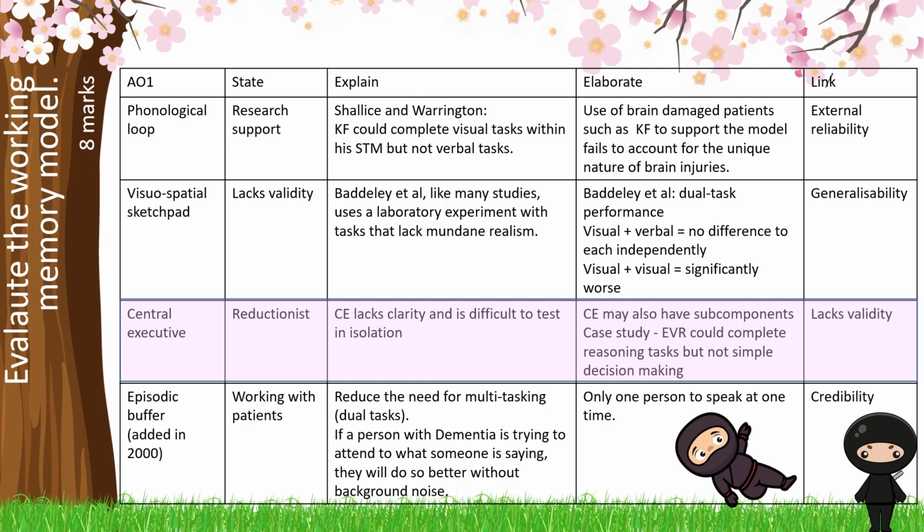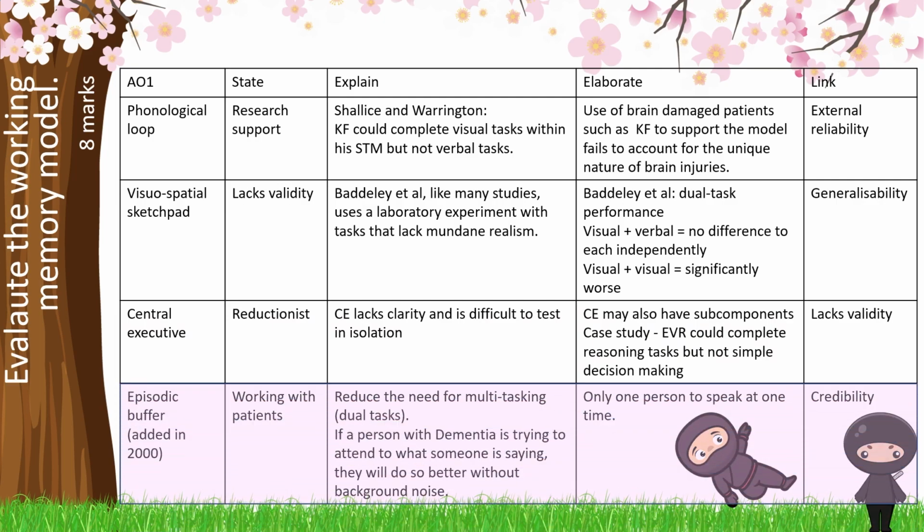Finally, we can talk about the episodic buffer being added and that we can use this to apply and work with patients with brain damage and also dementia. Reducing the need for multitasking, especially if someone has dementia, not asking it to rely on too many different components simultaneously because we're going to overwhelm the capacity. We can give another suggestion in terms of one person speaking at a time. This adds credibility to our theory, to our model.